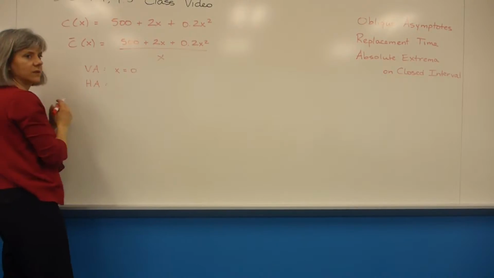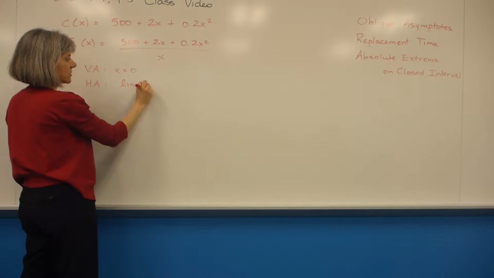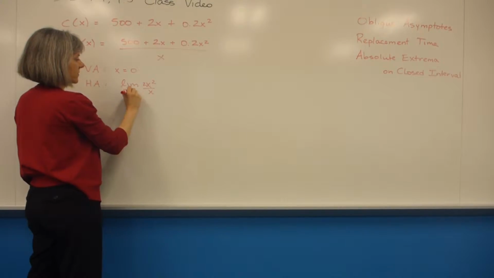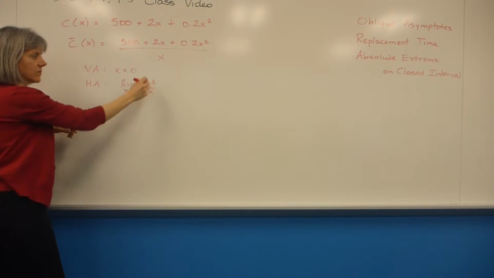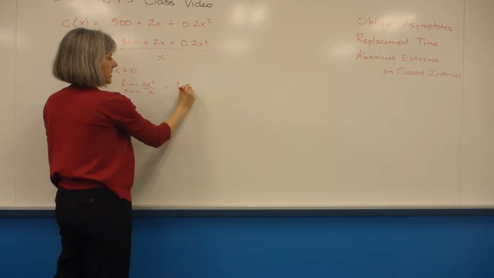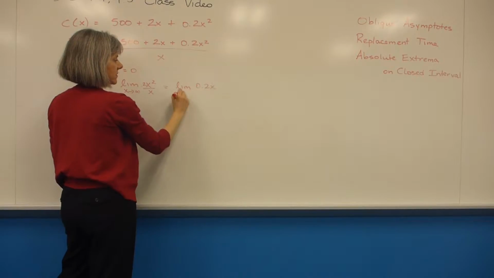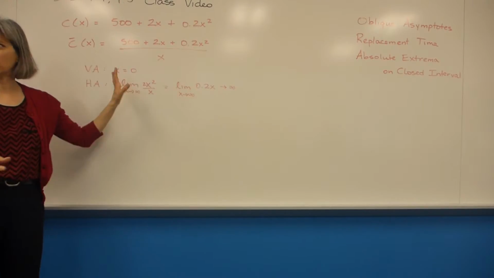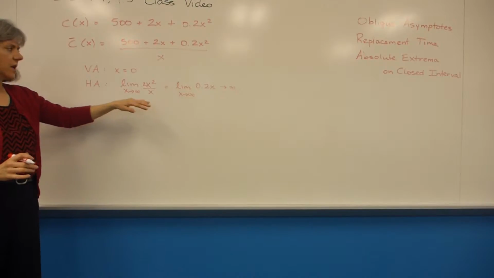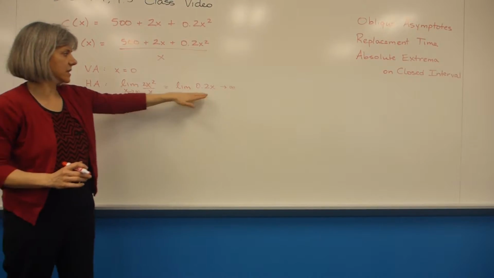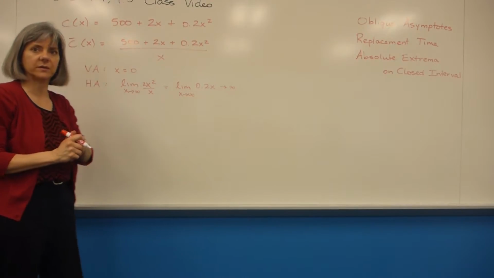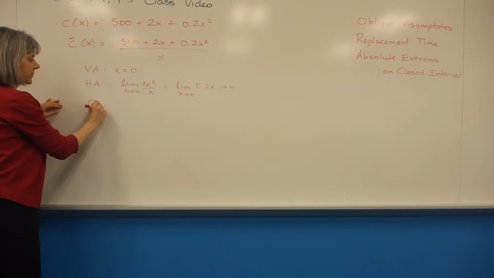Horizontal, if we look at the limit of the leading terms, we're going to end up with the limit of 0.2x, and that's going to infinity. So no horizontal. You don't have to write out all of that, but just so that you know where we're getting that from. When we look at just the leading terms, as x gets really big, the numerator's still getting bigger much faster. So there's no horizontal. Now let's look at oblique.